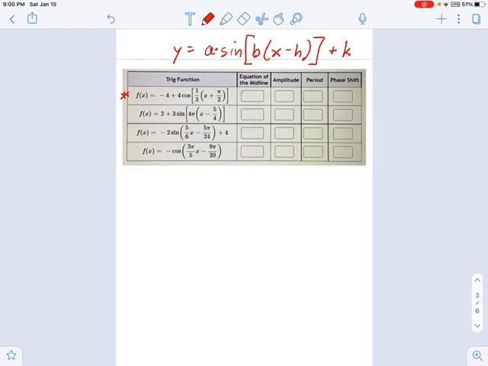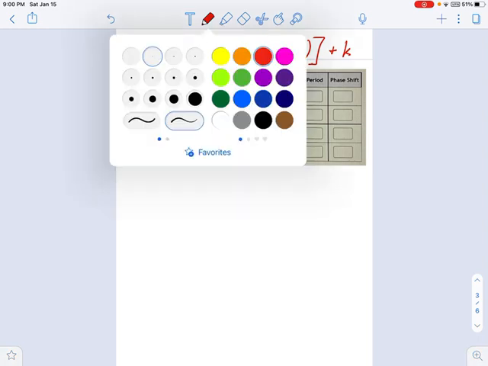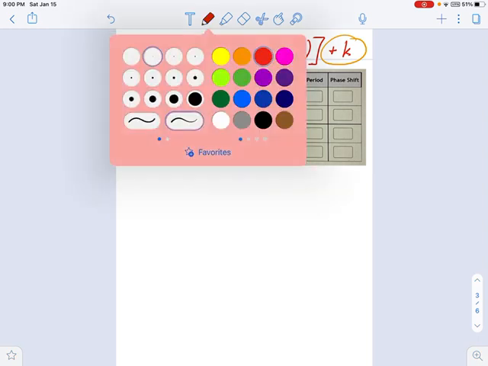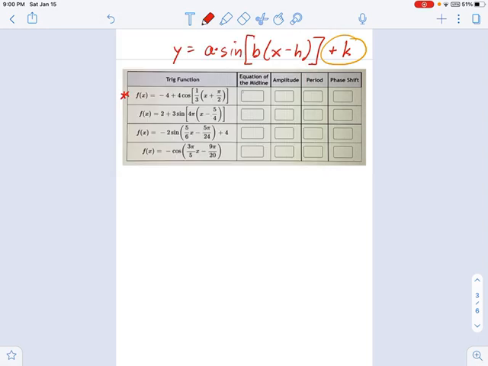So you'll notice it's not in standard form, right? The k variable is actually out in front. Well, that's fine. It doesn't actually matter because a plus b equals b plus a, right? So don't get distracted by that. It is still k. It is still the midline. So we would say the midline is -4.